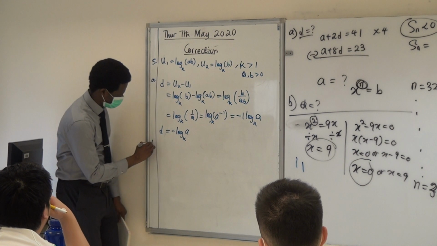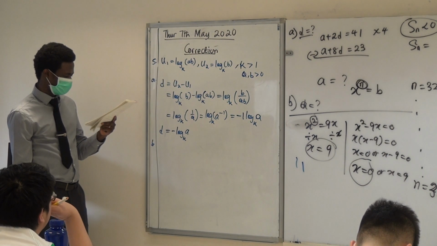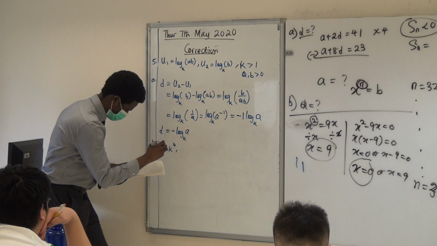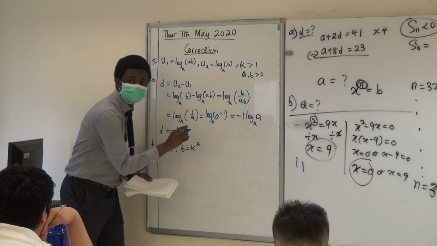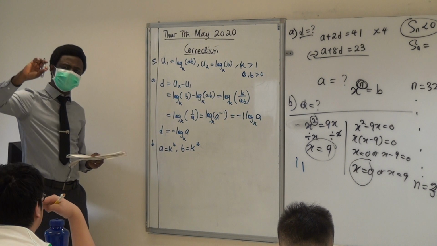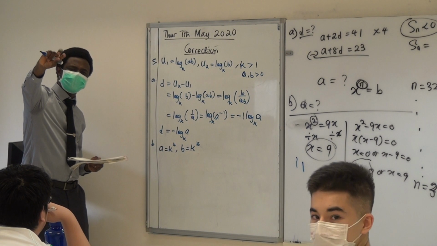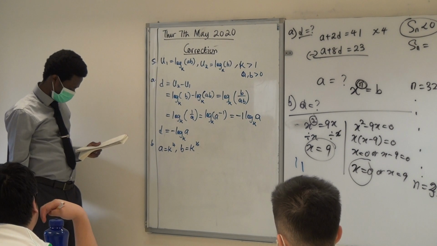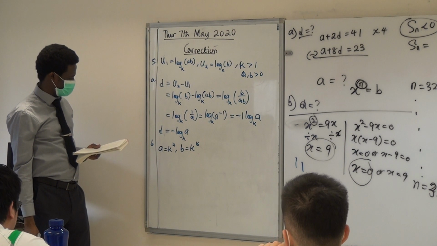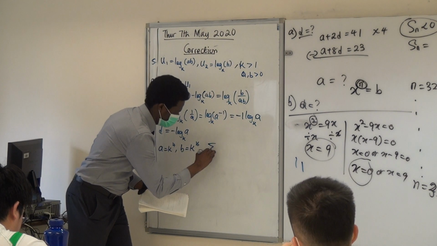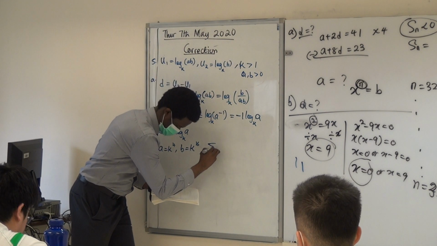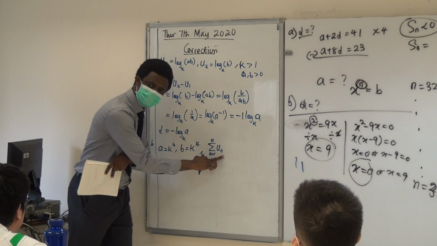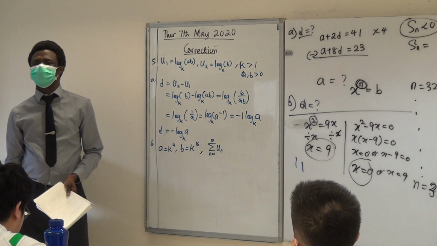Okay? So part B says, let A be K to the power 4, B be K to the power 16. So let A be that and B be that. We are interested in the summation of UN from n equals 1 to 10.